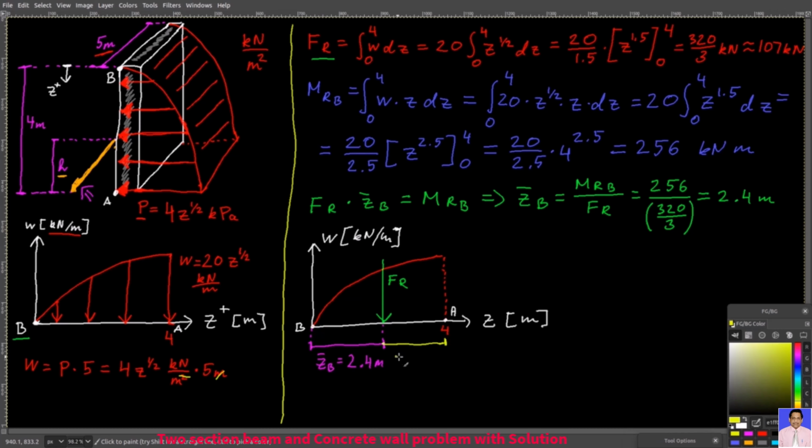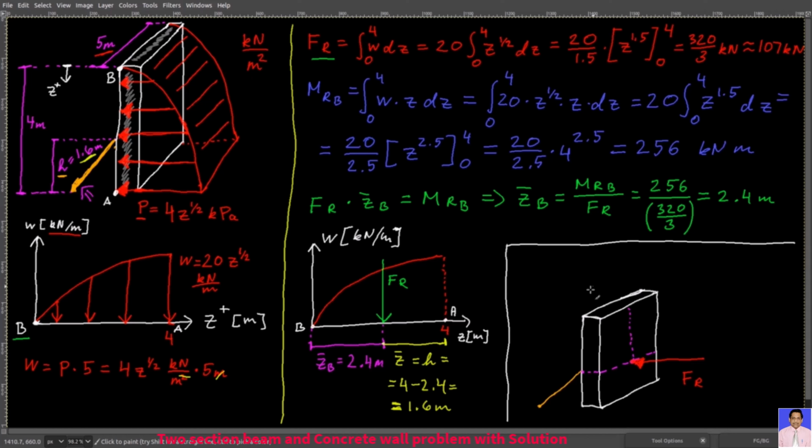That means that your Z bar, or in other words your H, which is this one here, is the remaining length. It's the one that you measure from point A. Since the total height of the wall is 4 meters, you will have 4 minus 2.4, which is 1.6 meters. And there you go. The height of the bracing strut from the ground should be 1.6 meters. That's your answer.